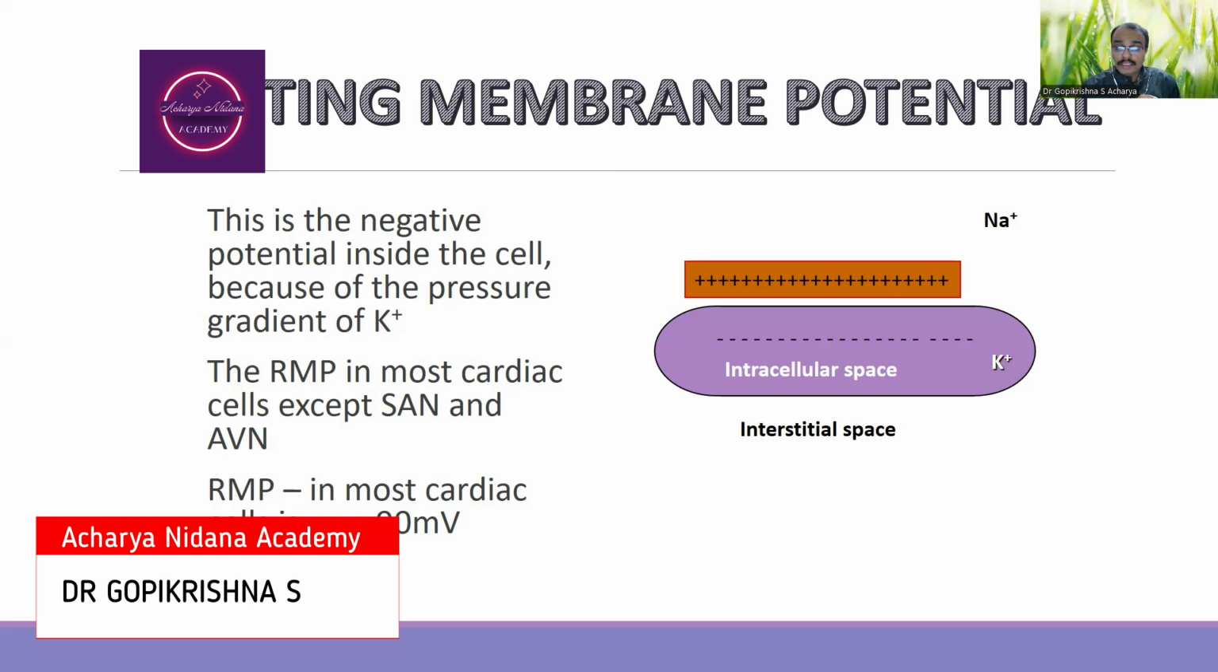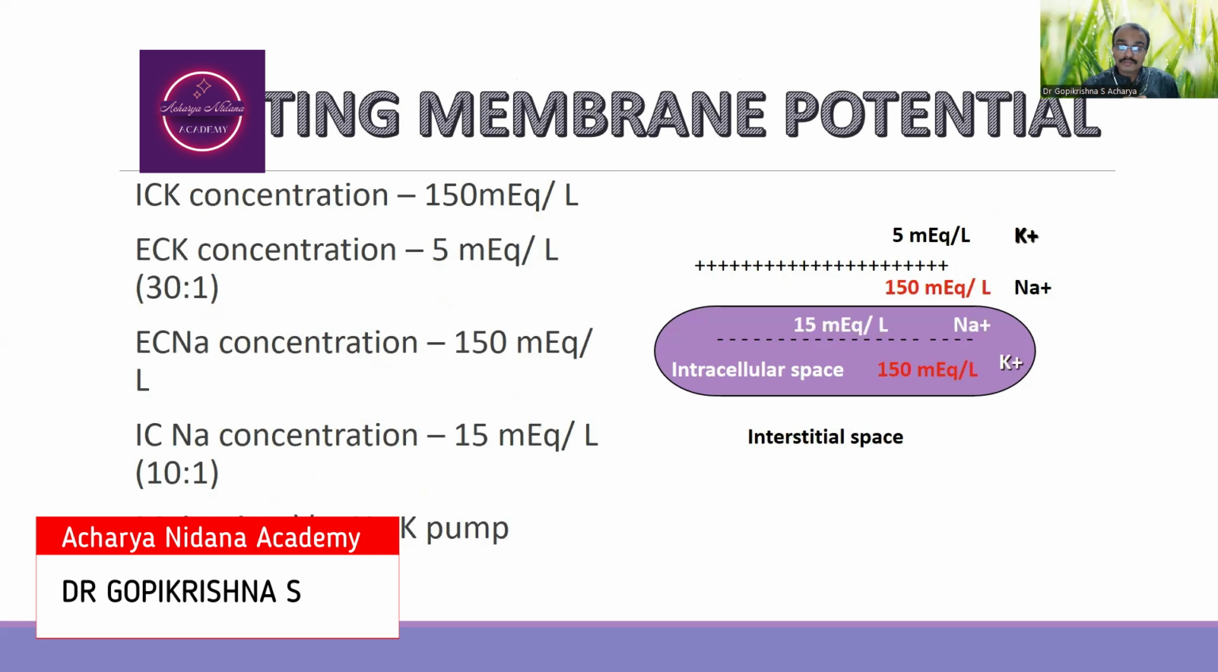This particular resting membrane potential occurs in most of the cardiac cells, except in the sinoatrial node and atrioventricular node. Normally, the resting membrane potential in most of the cardiac cells will be up to minus 90 millivolt. From there, that will be responsible for the change in the polarity. Before the change in the polarity, we need to know about the sodium and potassium concentrations in the interstitial spaces as well as intracellular spaces.